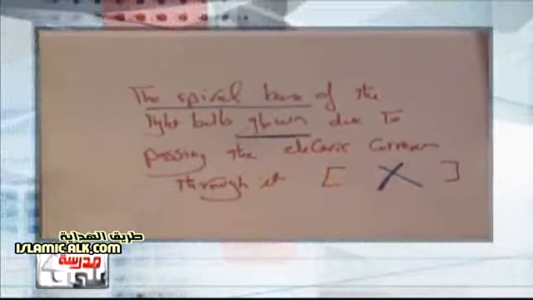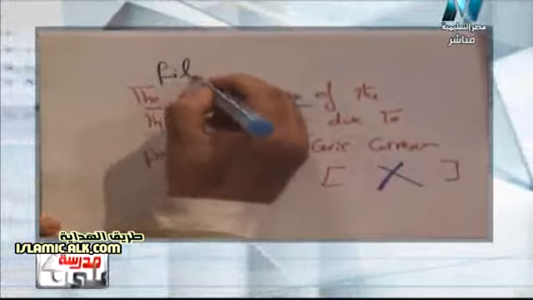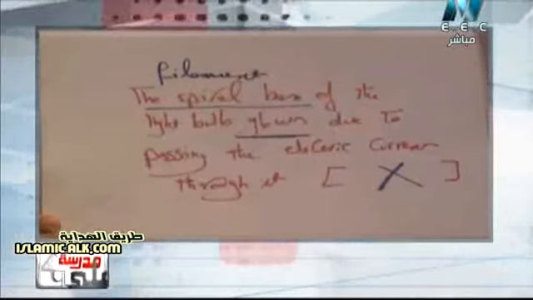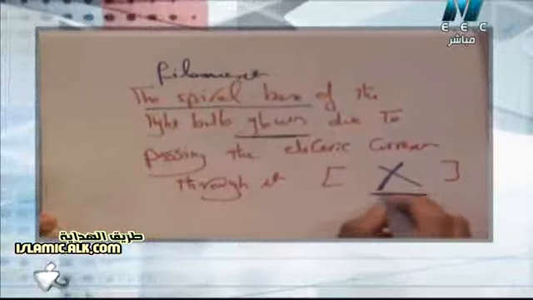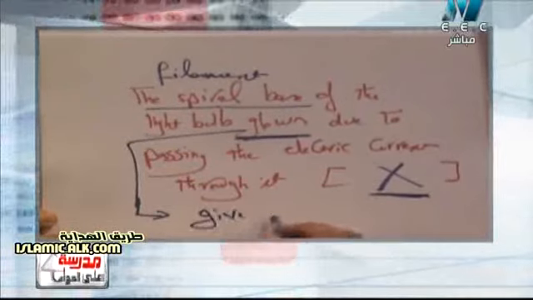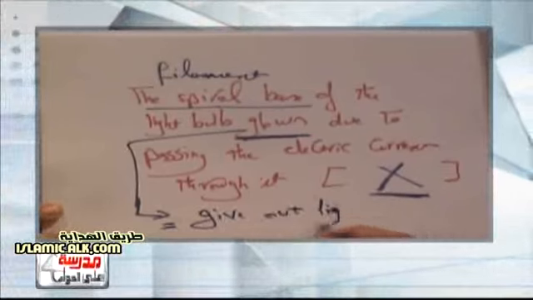Okay, so not the spiral base, but it will be the filament. The filament of the light bulb. Okay, so it's a wrong statement, Alia. We must know the meaning of the word glows. It means give out light or emit light. Okay, Alia? You have another question?